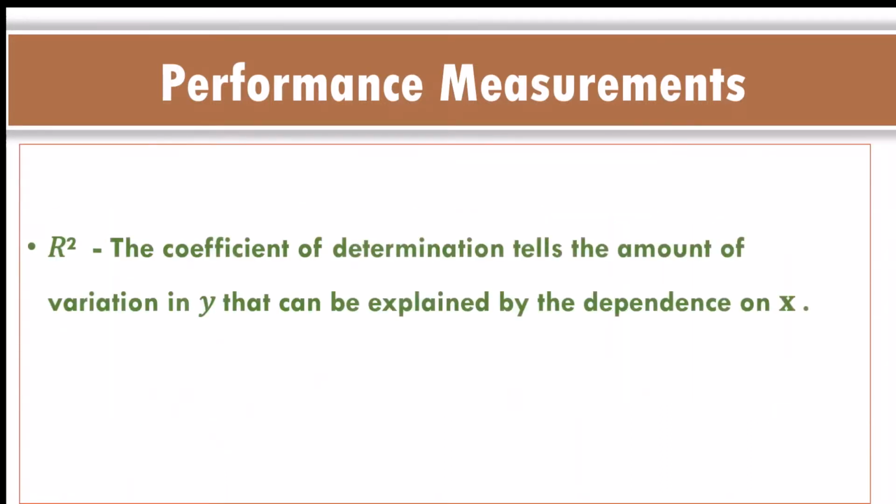Another performance measure is called R square. It is the coefficient of determination that tells the amount of variation in y that can be explained by the dependence on x. The R square value should be in the range of 0 to 1. A larger R square indicates a better fit, that is, the performance of the model is very good. In other words, if the R square value is very close to 1, then the model is better. That is our aim in getting the model.